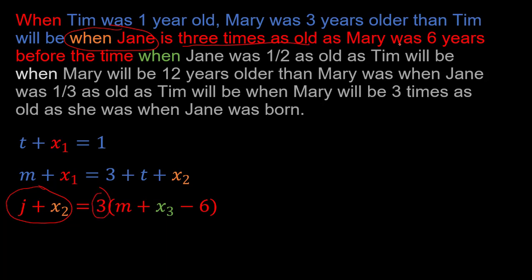Now this one is a bit of a brain cruncher because 6 years before is a little bit different than what we've been used to in the past. So all that means is we're going to subtract 6 years from this Mary when time. So as old as Mary was when is this m plus x, 3 times that, and 6 years before is going to be this minus 6 part. So again, it's a little tricky. You may need to slow this down and think through it a little bit. This might be the trickiest part of this problem. The rest of it is just kind of cranking through it.